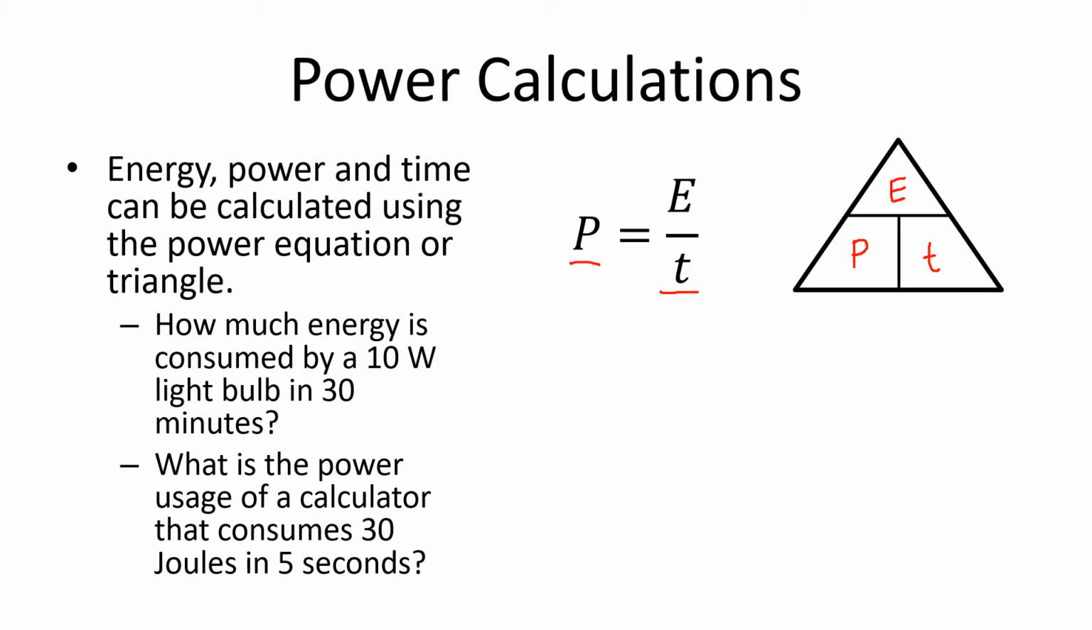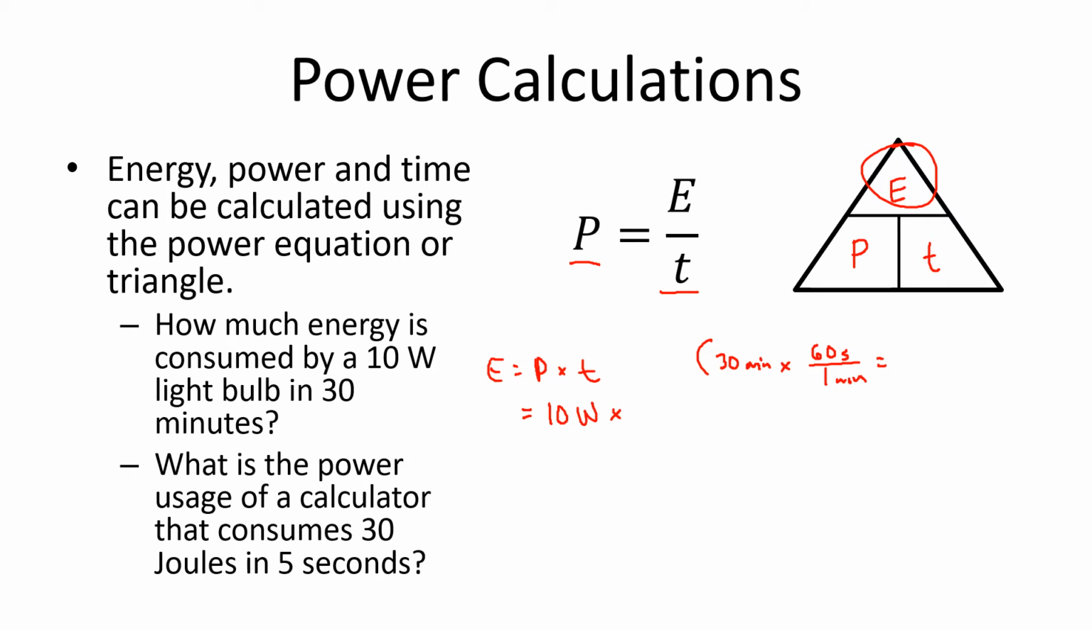It says, how much energy is consumed by a 10-watt light bulb in 30 minutes? All right, so we have 10 watts, and we're looking for energy. So energy equals power times time. The power we have in watts, that's given, but the time is given in minutes, so we need to change that into seconds. We have 30 minutes, and we know that there are 60 seconds in every minute. So on the side, we would work this out.